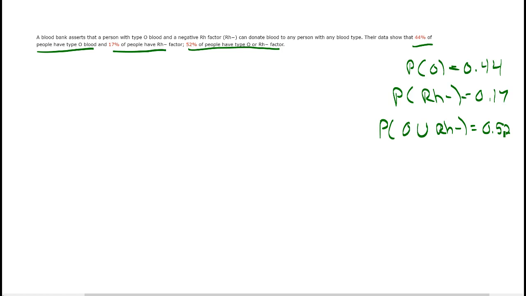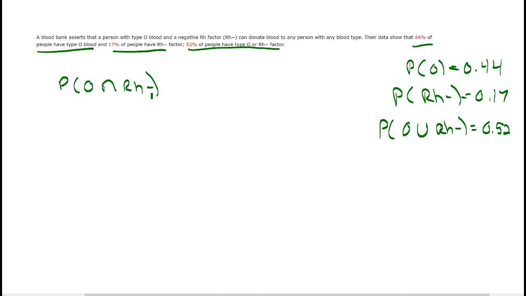And we're asked to find the probability that they have the O and Rh factor. Okay, so we're asked to find the probability that they have the blood type O and are Rh negative. So what's the probability that they are both?